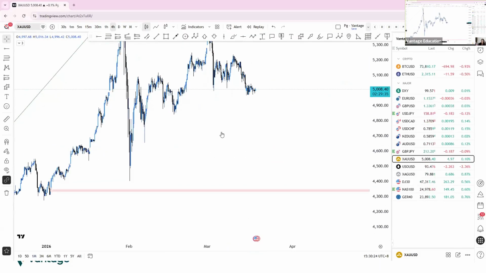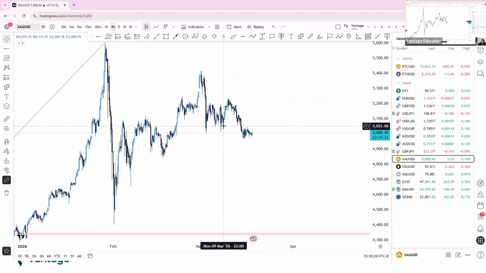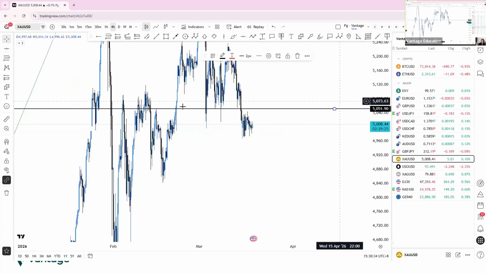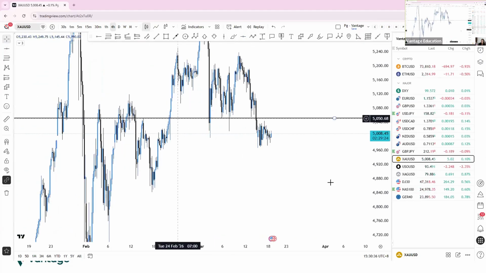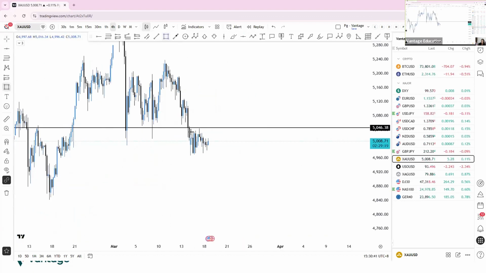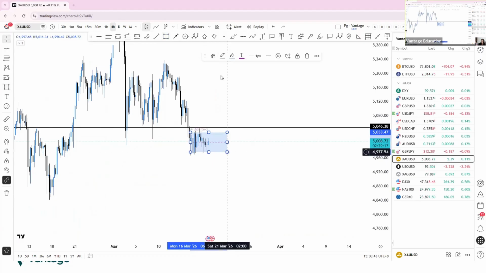Okay, so right now here, we know that price somehow broke below this kind of resistance level. We just put it somewhere around here. But right now we know that price is kind of ranging, being sideways.